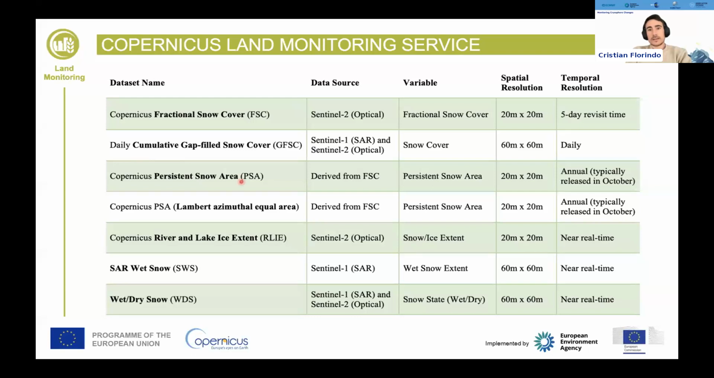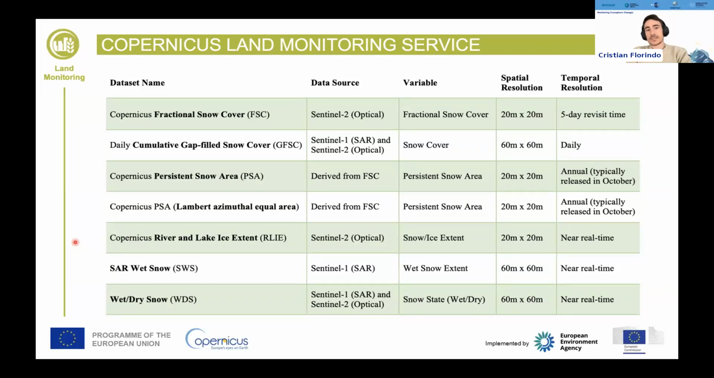There's a more daily product with the gap field, so that's taking more data to try to fill in the gaps to give a more standard product as well. You can find persistent snow areas, so areas that have snow cover for long periods, which are consistently covered by snow, and how they are evolving over time. And again, you've got the same sort of data set, the snow area, but in a polar projection as well, which is quite important for this purpose.